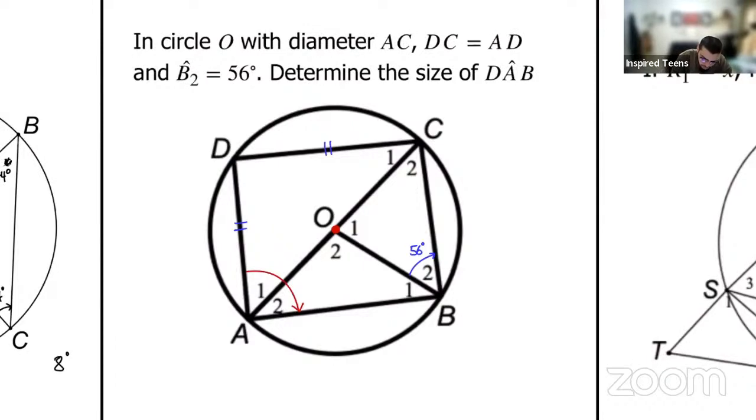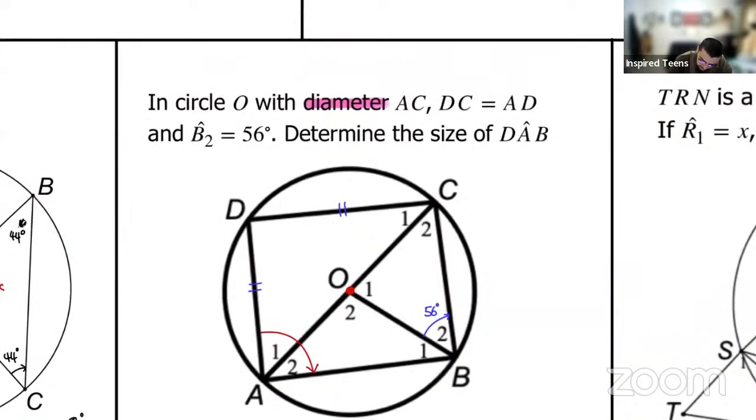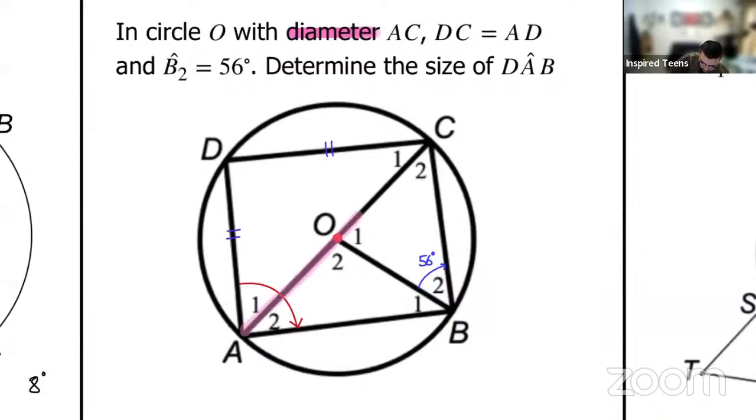So yes, the first thing is the diameter thing. Diameter, what is this? Okay, any angle subtended by the diameter is equal to 90. So whenever you have the diameter, you look out for if there's an angle subtended by it. So this is equal to 90.